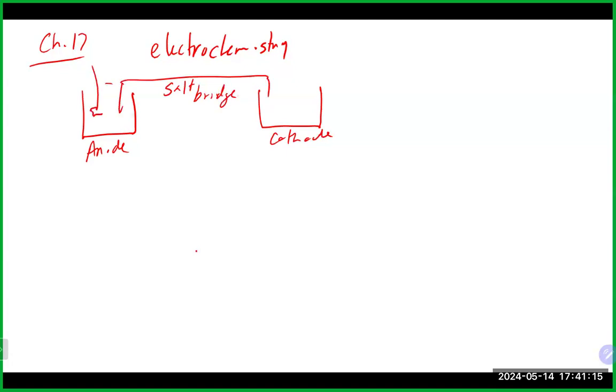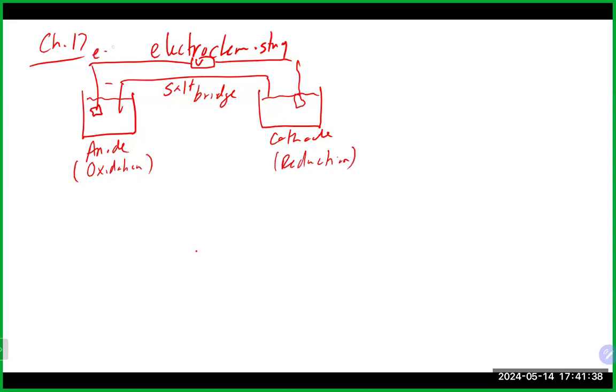We have an electrode connected through a wire, some voltage happening here. Remember that the anode is where oxidation occurs, and the cathode is where reduction occurs. And electrons travel from our anode to our cathode. There's a cell potential difference that pulls those negatively charged electrons to the other side, as we talked about last time as well.